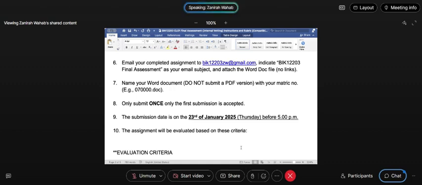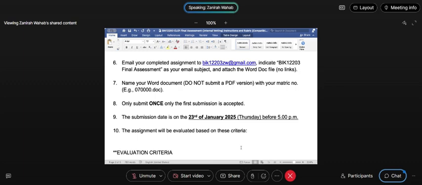So please, for the reference section, indicate BIK12203 final assessment. Okay, please write this as your email subject, BIK12203 final assessment, so that I will definitely not confuse it with any other email. Sometimes people email me personally for reasons other than the submission of the assignment.